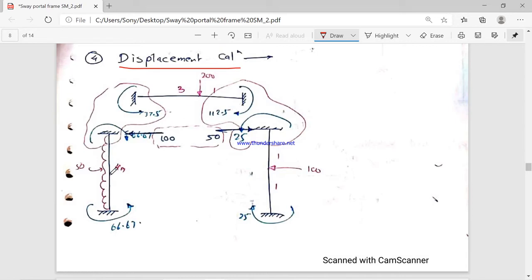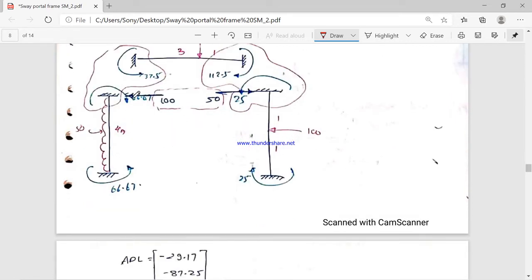As here the UDL intensity is acting, it will be equal to WL square by 12, then 50 into 4 square by 12, that is equal to 66.67 and 66.67. Here a concentrated load of 100 kilonewton is acting exactly at the center, so the formula will become WL by 8, 100 into 2 by 8, that is equal to 25 and 25 kilonewton.